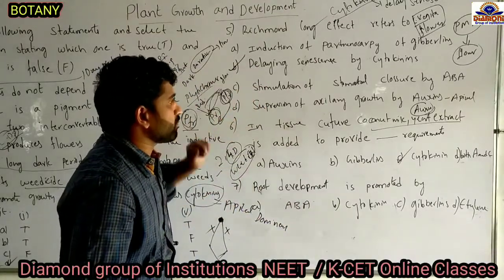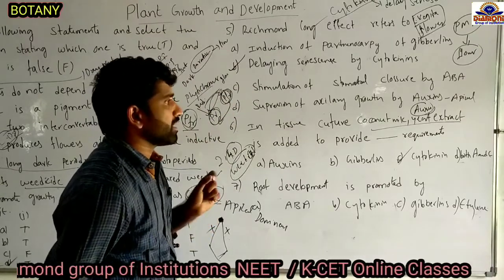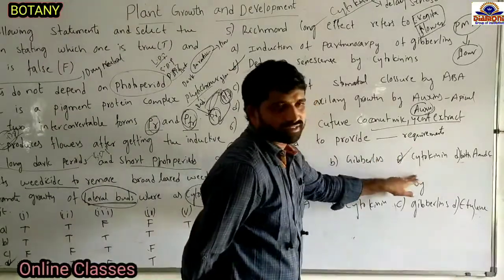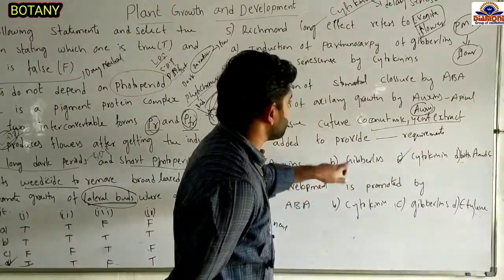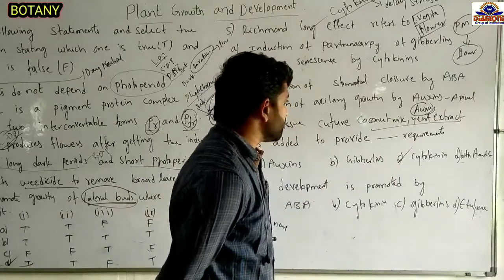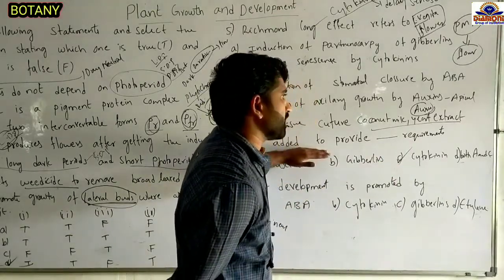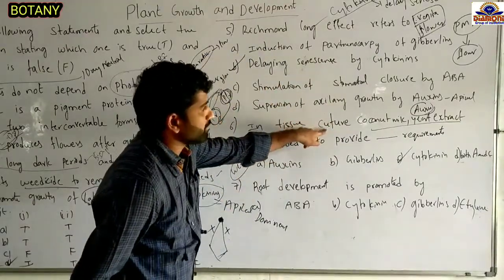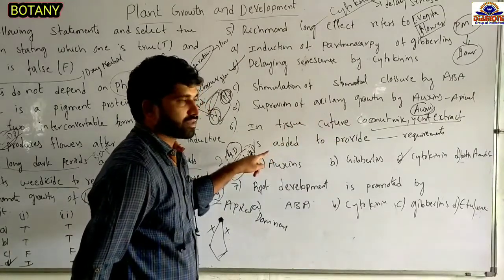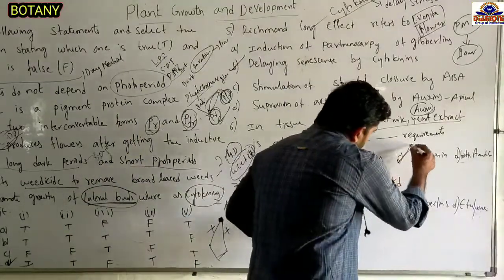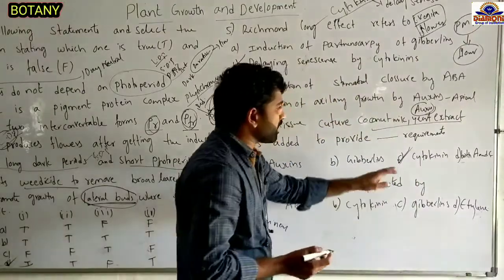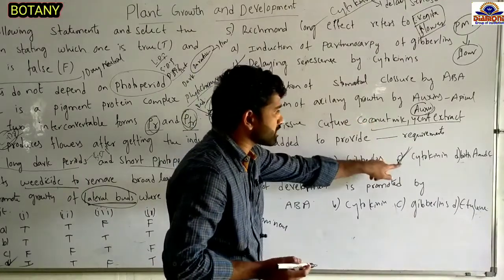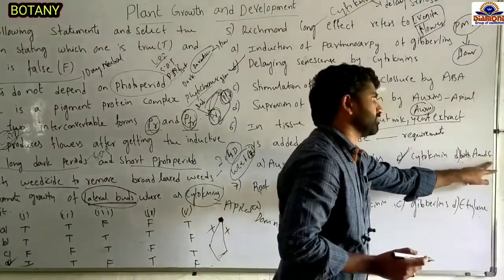Coconut milk and yeast extract have fish sperm DNA. They are used for detecting cytokinins. The options given were auxins, gibberellins, cytokinins, and both A and C. Here the question was asked in an indirect way: for the detection of which component are coconut milk and yeast extract added? For detecting cytokinin only, Skoog and Miller did the tissue culture experiment. So that's why the answer is cytokinin, not A and C.